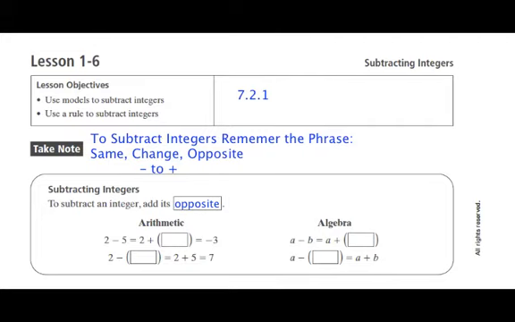So 2 minus 5 is the same as 2 plus negative 5. 2 plus negative 5 is negative 3. 2 minus negative 5 is the same as 2 plus 5, which is 7. A minus b is the same as a plus negative b. A minus negative b is the same as a plus b.